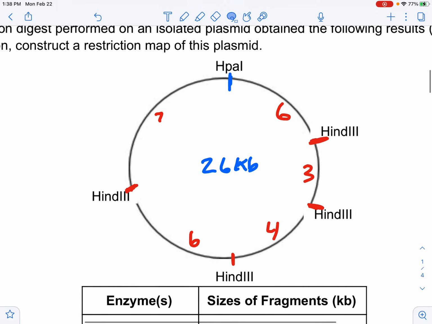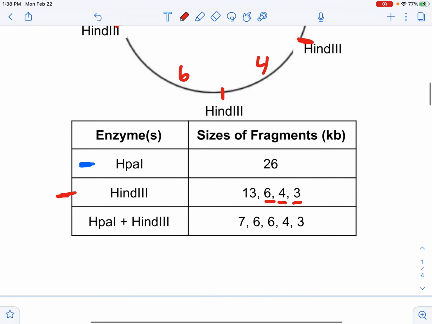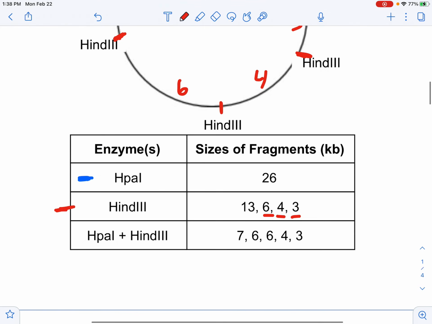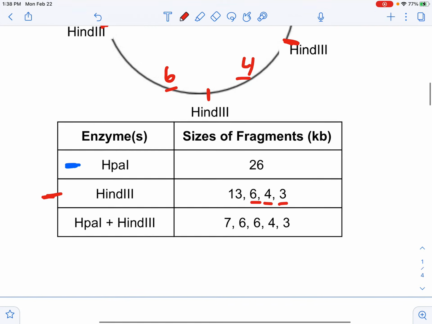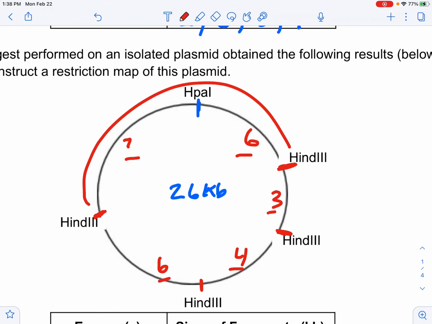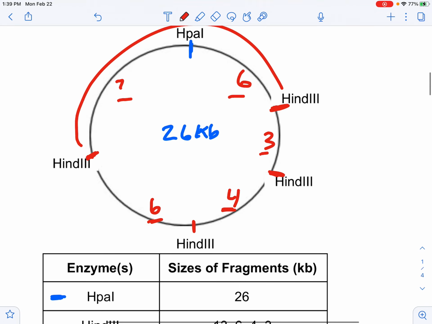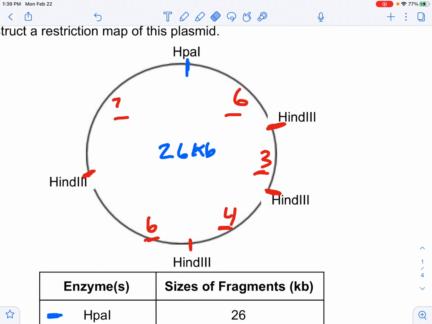So this would work if I look at these cuts here. This would form all those fragments. If I use both of them together, I'll end up with 7, 6, 6, 4, and a 3. If I just use HindIII, I'll end up with a 13, a 6, a 4, and a 3. So that's going to work.